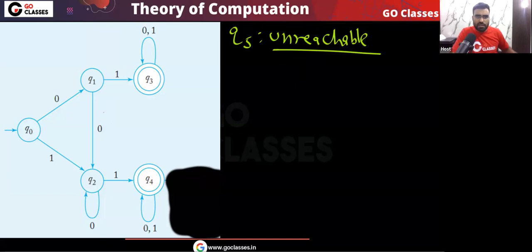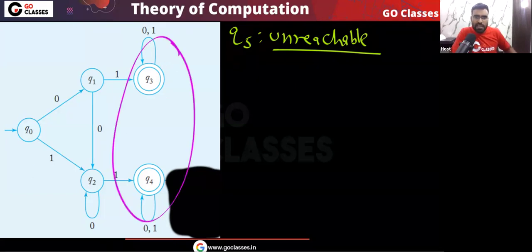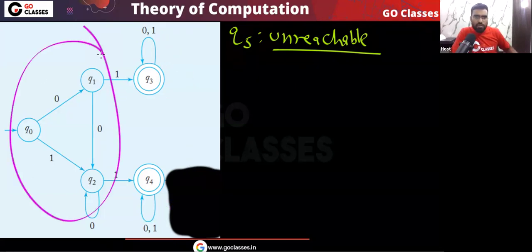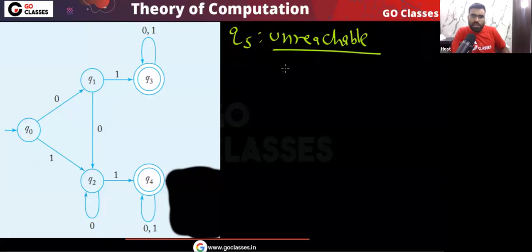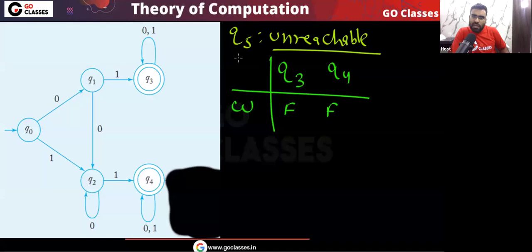Is there any other unreachable state? No, every other state is reachable. Now you tell me which states will you check? These are final states, you will check these, and you will check the non-final states. So let's check Q3, Q4. Tell me about Q3, Q4. Yes, they are equivalent because on every string, they will always go to final.